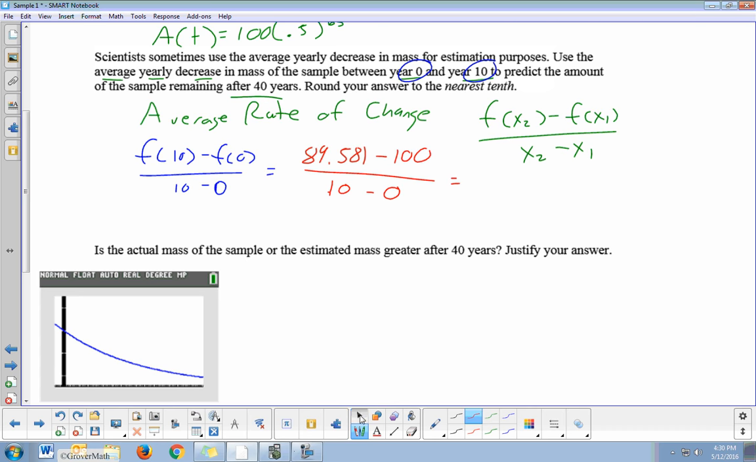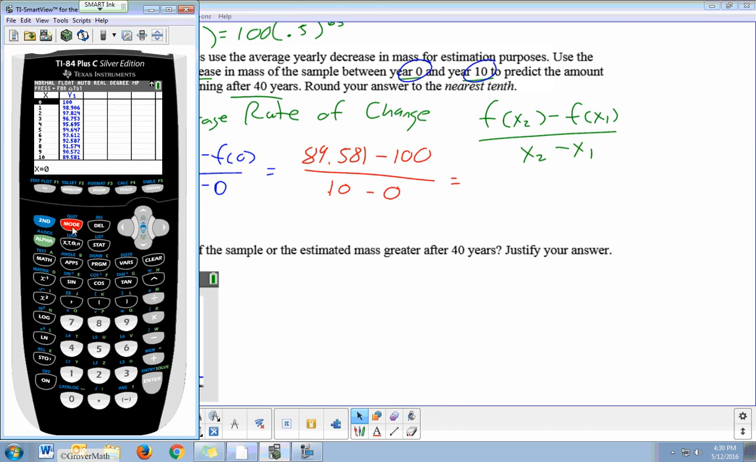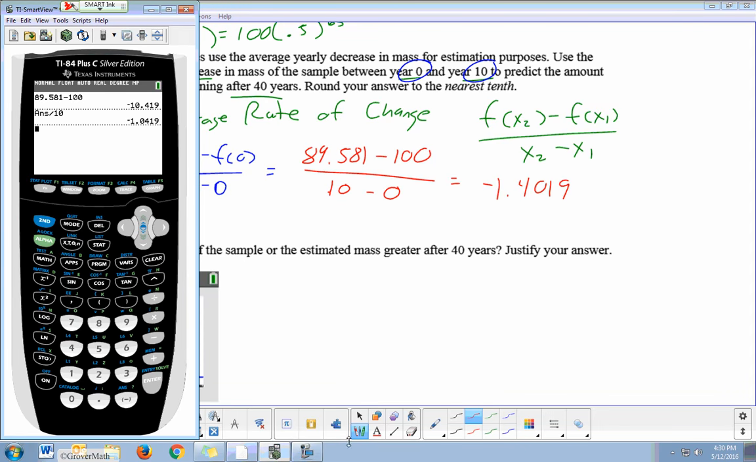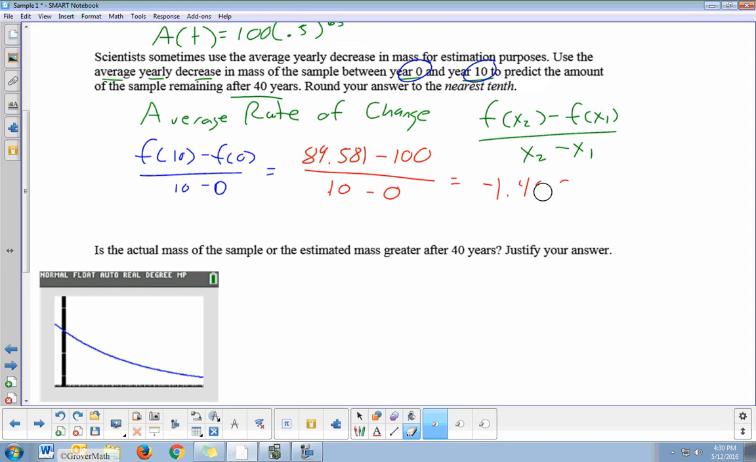And so let's see what this comes out to be. Clear that off. All right, let's do 89.581 minus 100, and I'm going to divide that by 10 minus 0, which of course is just 10. And I get negative 1.0419. Let me fix that. Negative 1.0419.